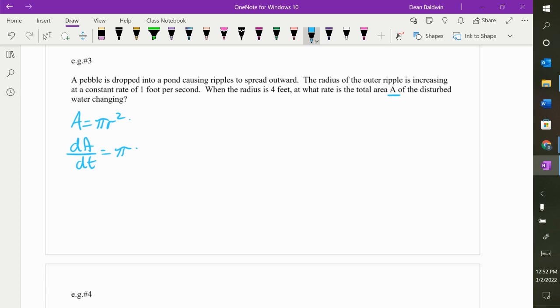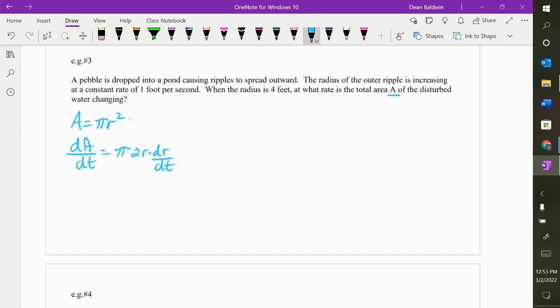R. Now, R is changing, right? Because the radius is getting bigger of the circle. So I need to take the derivative of R squared. What rule am I using? Chain rule or power rule or whatever you want to call it. So 2 falls down. 2 times R times the derivative of R, which is dr dt. Okay, now we can actually solve this one.